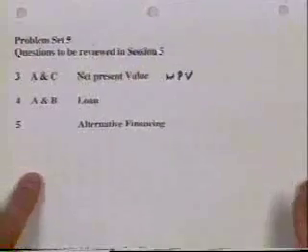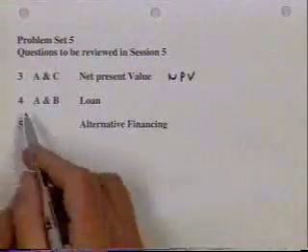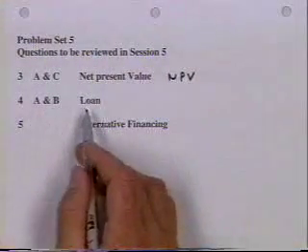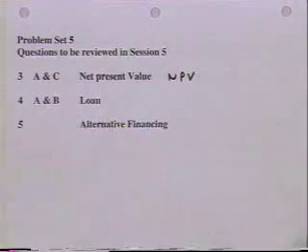So much for question number 3. Aren't these easy? Isn't present value fun? Back to our roadmap. Question number 4, A and B. This is a question of a loan. Here we go. Again, fairly easy, fairly straightforward questions.